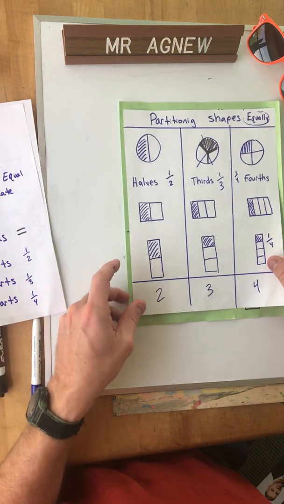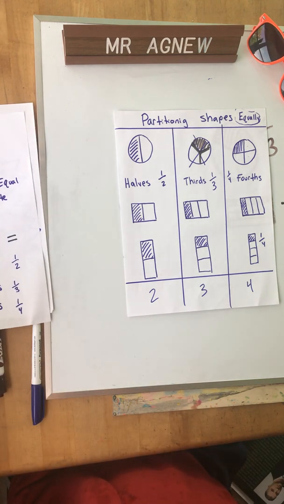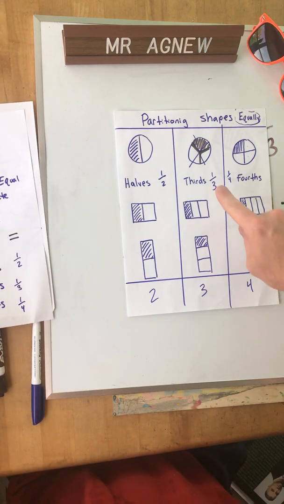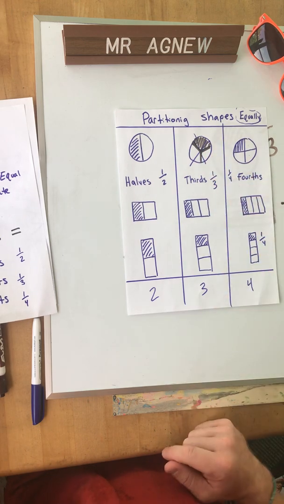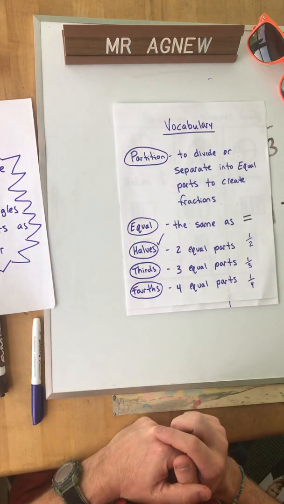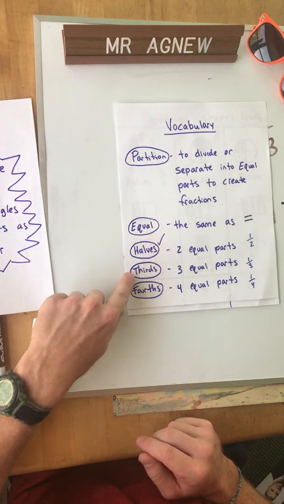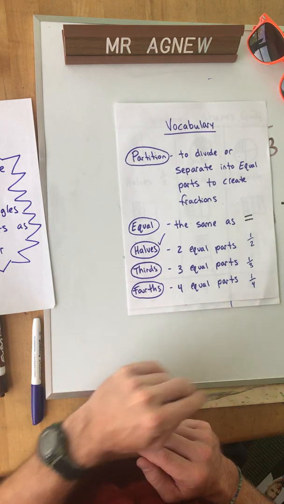Here we go, partitioning shapes equally. This is the one I would like to see. Pause it if you need to. Remember, they have to be equal sizes. This is a tricky one. Vocabulary: partition, equal, halves, thirds, fourths.